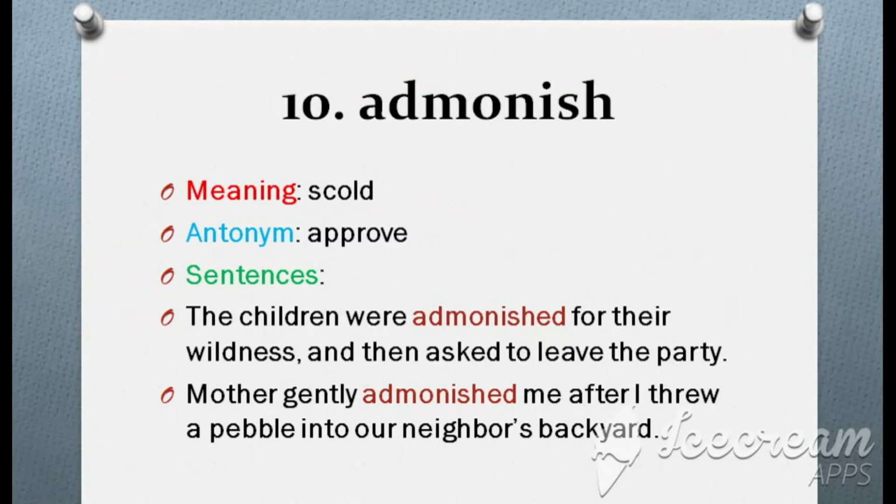Word number 10, admonish. It means to scold somebody. And the opposite of admonish is approve. Sentence number 1 with the word admonish. The children were admonished for their wildness and then asked to leave the party. Mother gently admonished me after I threw a pebble into our neighbor's backyard.